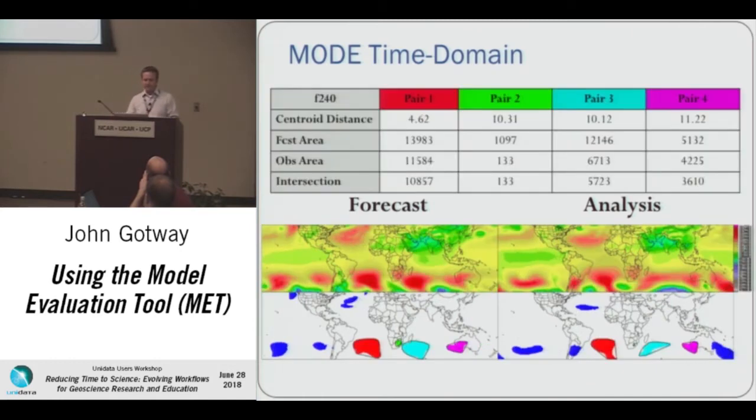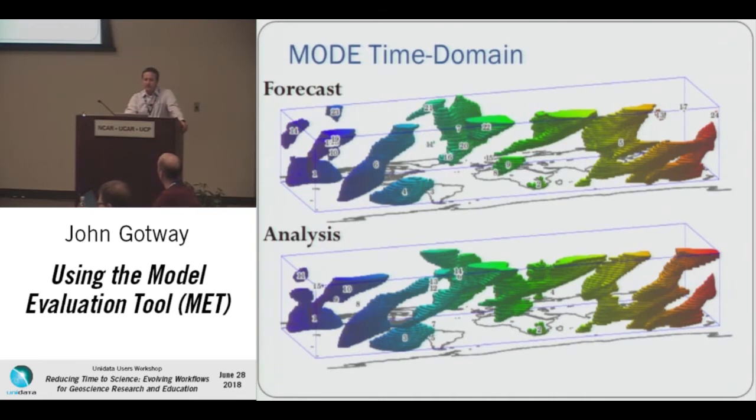So what are some of the things that you can look at with the output of MODE? Well, if we compare, for example, this red forecast blob to this red analysis blob at a single point in time, you could say, well, these were offset by about 4.5 grid cells. You could look at their object areas and see how they differ. You could look at how many grid points they had in common. Those are the sorts of questions you can answer using the output of MODE. But this motivated the creation of the MODE time domain tool.